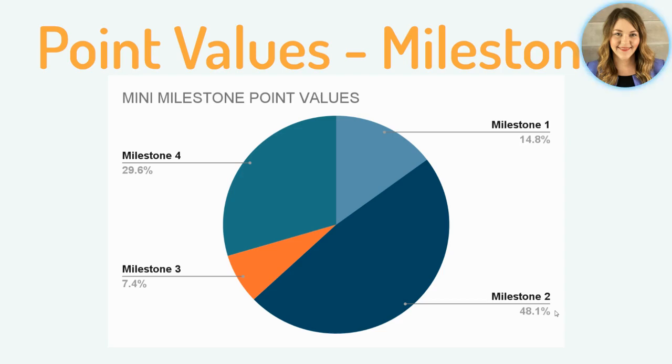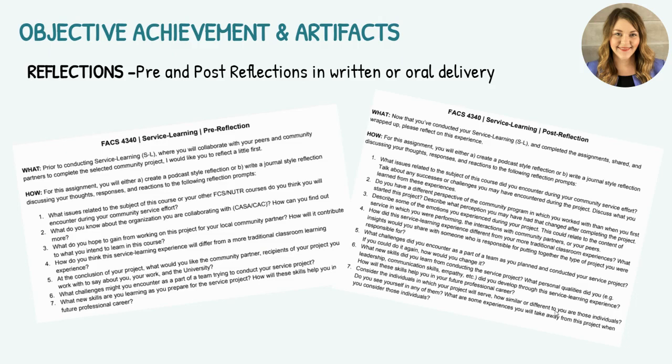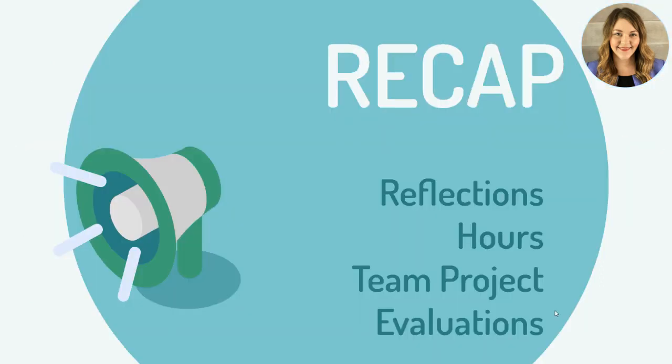Milestone 2 is really the part where you're implementing and getting the bulk of the content. The pre and post reflections are either written or provided through oral delivery, kind of like in a podcast style. Those prompts are located in Blackboard in Module 12. So, recapping, you've got your reflections. The hours will be documented in Blackboard through a document.